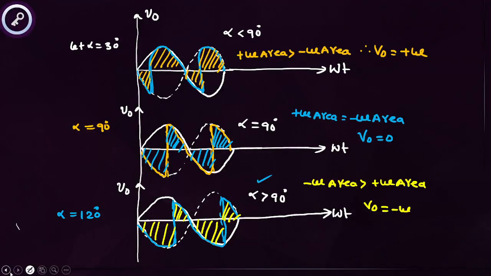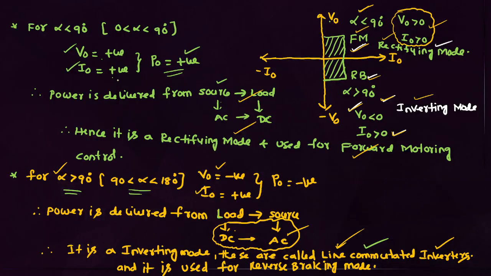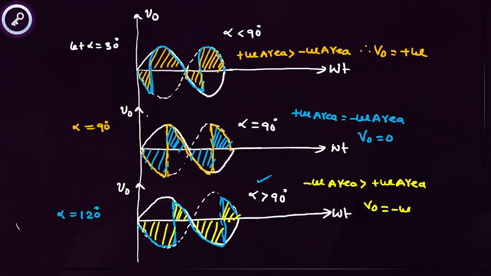Here I am telling that for alpha less than 90 degrees, V naught is positive. Alpha greater than 90 degrees, V naught negative. Sir, why is it positive and negative? This is the reason. If you draw the waveform for alpha less than 90 degrees and take the average voltage, the positive area is greater than the negative area, so average voltage is positive. This is the reason why for alpha less than 90 degrees, V naught is positive. For alpha equal to 90 degrees, V naught is 0. Why? Because positive area equals negative area.